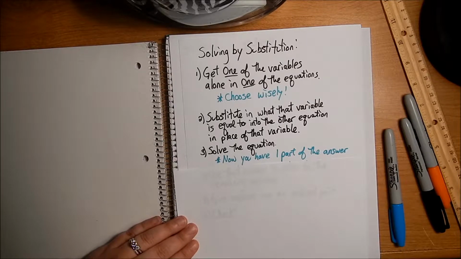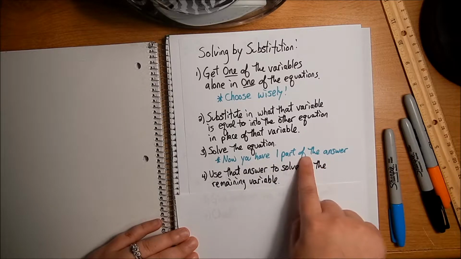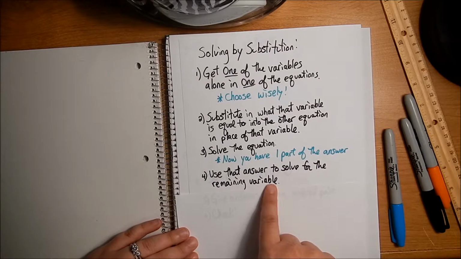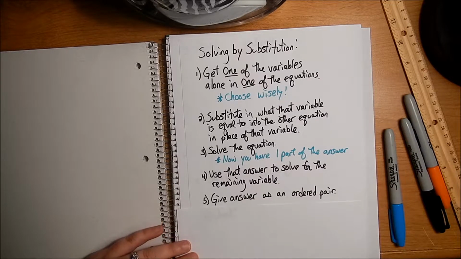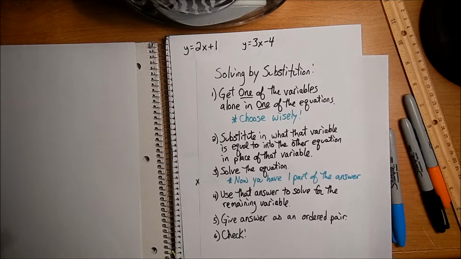Remember, the solution is an ordered pair, x comma y. So after step 3, you'll either have x or y. You'll have one part of the answer, and you need the other part. So in step 4, use that answer to solve for the remaining variable, because you would have found either x or y already. Whichever one you don't have, you solve for in step 4. Then once you solve for it, you have x and you have y, so you give your answer as an ordered pair. They're always listed as an ordered pair, and then it's always a good idea to check that answer.